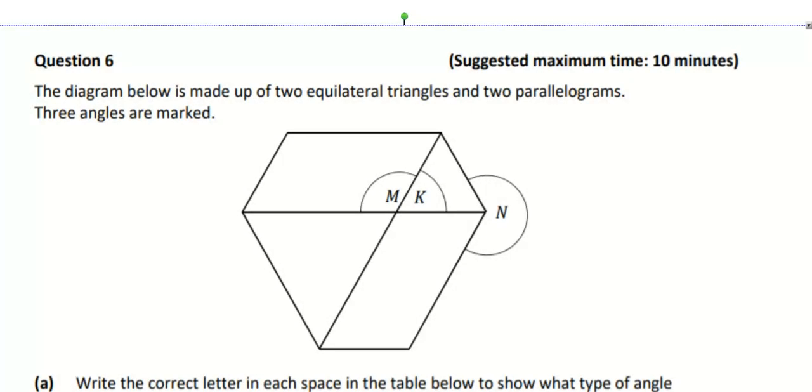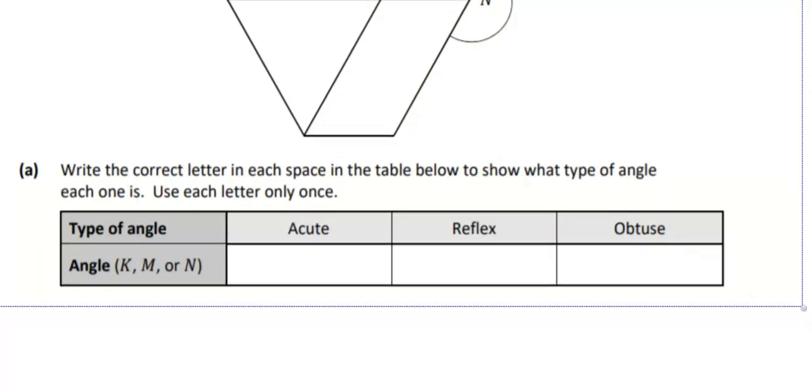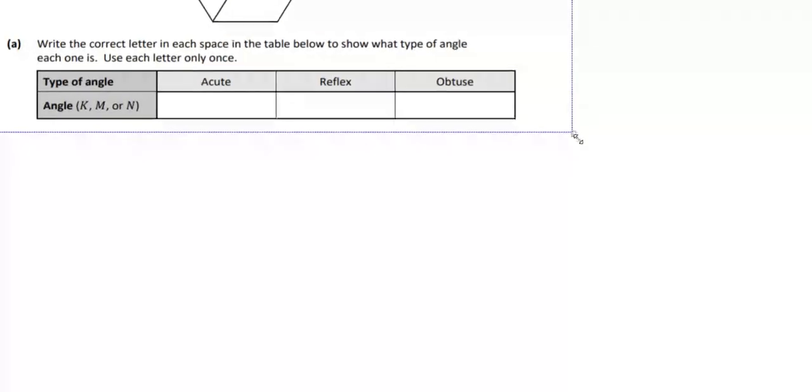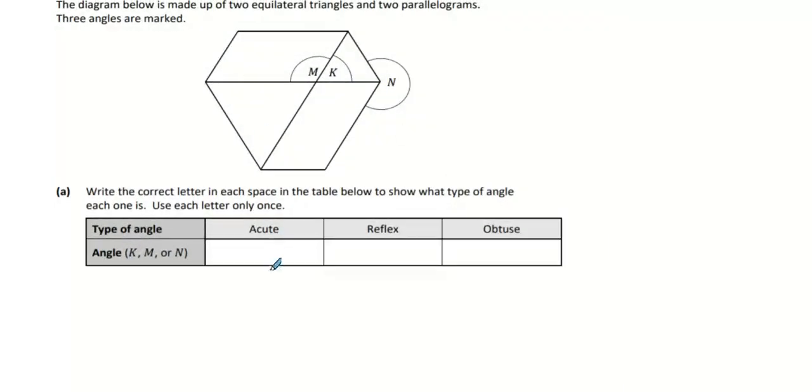Next one. The diagram is made up of 2 equilateral triangles and 2 parallelograms. Write the correct letter in the spaces below to show what type of angle each one is. Okay, so an acute angle would be smaller than 90 degrees, so that's going to be K. A reflex angle is bigger than 180 degrees, so that's going to be N. An obtuse angle is in between 90 and 180, so that would make that M.